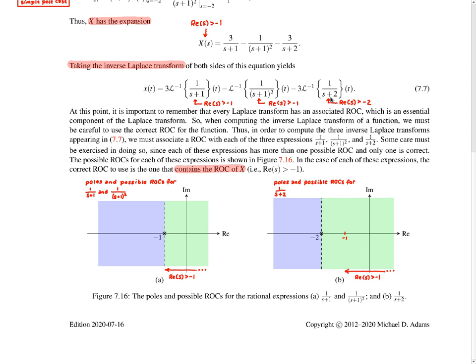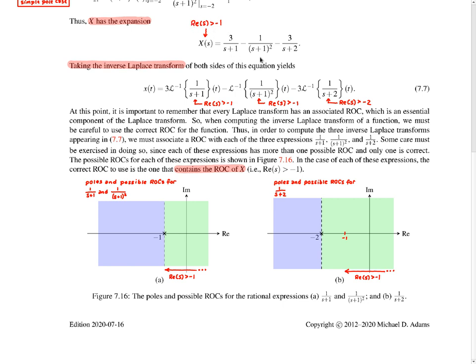The answer as to what regions of convergence should be used lies in the preceding equation, in other words this equation here, which has the partial fraction expansion for big X. In the original problem statement, we're told that big X has the region of convergence in the annotation here. In other words, the real part of s is greater than -1. Because the right-hand side of this equation is equal to the left-hand side of this equation, the right-hand side must also converge for the real part of s greater than -1.